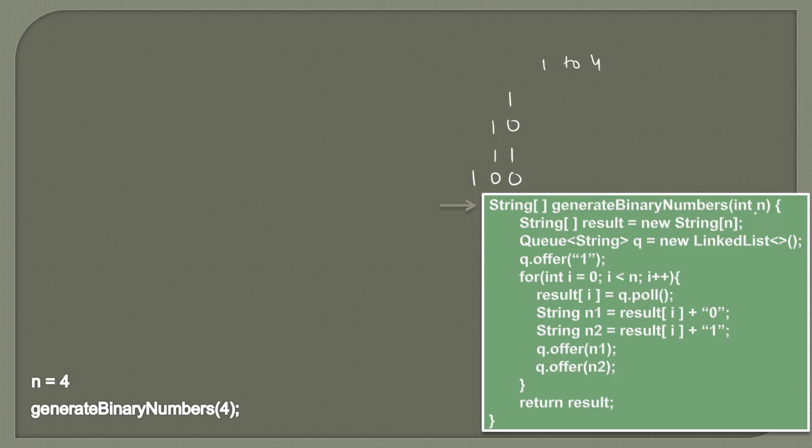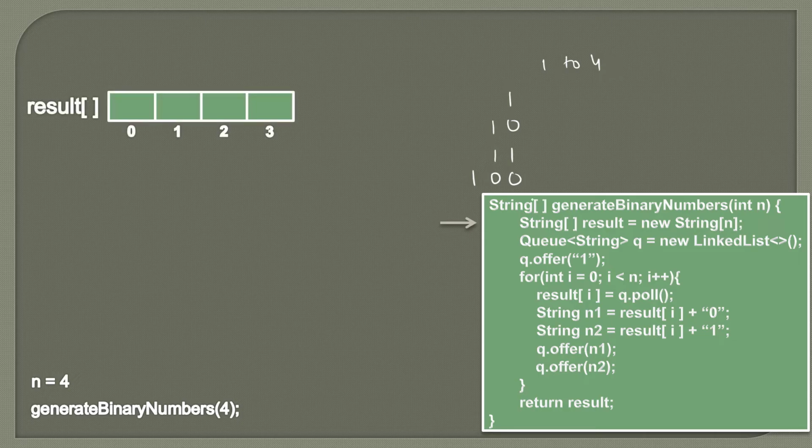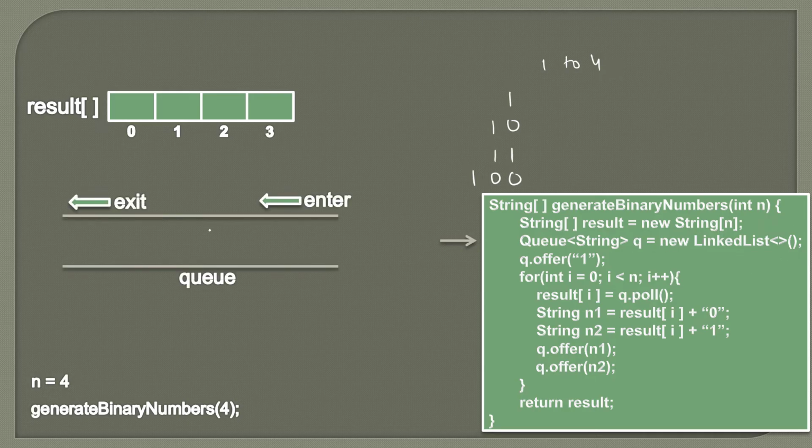So n is 4. First we will create a result array, because this is the result array which we need to return from this method, and this is of string type. The length of this array would be n. So the result array will have 4 elements, because we need to return these 4 generated binary numbers. We know that we need to use a queue, so we will initialize the queue. Queue is an interface and its concrete type is a linked list. So it looks something like this.